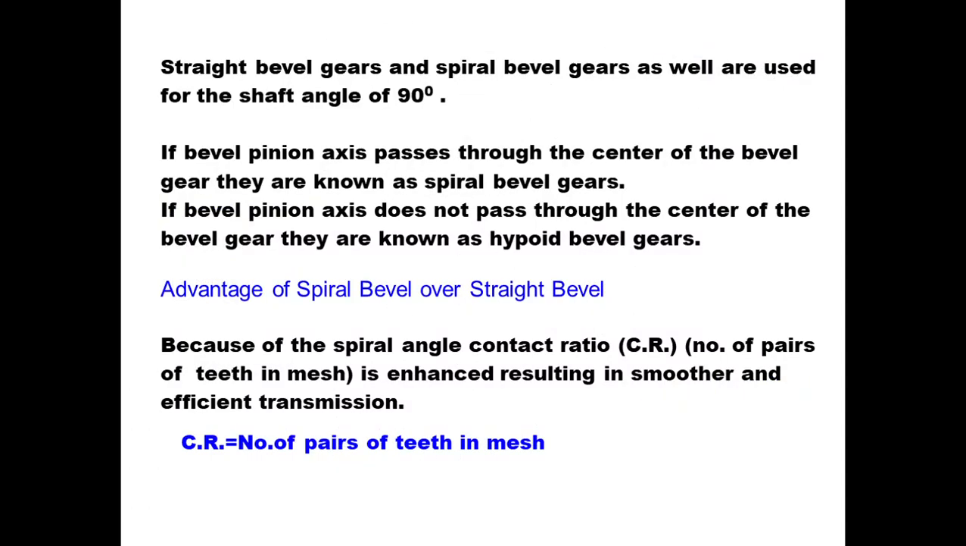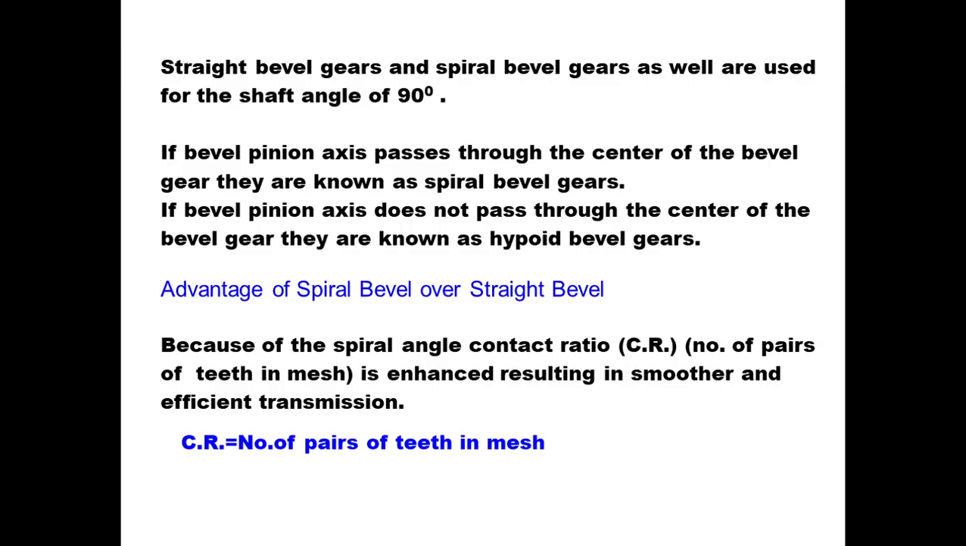Now straight bevel gears or spiral bevel gears are used for the shaft angle of 90 degrees. If the bevel pinion axis passes through the center of the bevel gear, they are known as spiral bevel gears. If the bevel pinion axis does not pass through the center of the bevel gear, they are known as hypoid bevel gears. So this is the difference between spiral bevel gears and hypoid bevel gears.